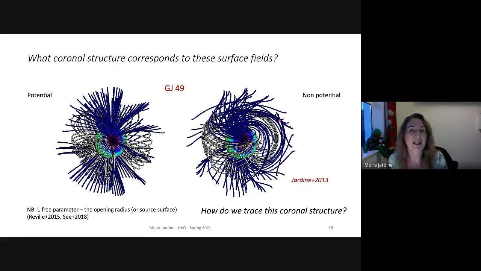Here's GJ49 again. On the left is a potential field extrapolation, and on the right is a non-potential field extrapolation. The surface magnetograms were the same, the radial field is the same at the surface, but the coronal field is very different. So given that there are many models that fit the data just as well, how do we distinguish between them? So this is my second puzzle. The first puzzle was about stellar winds, and the second puzzle is about the overall structure of the coronae of these stars.